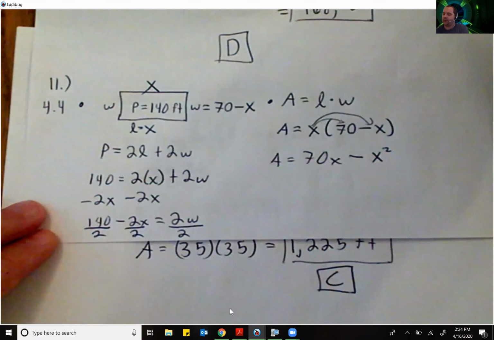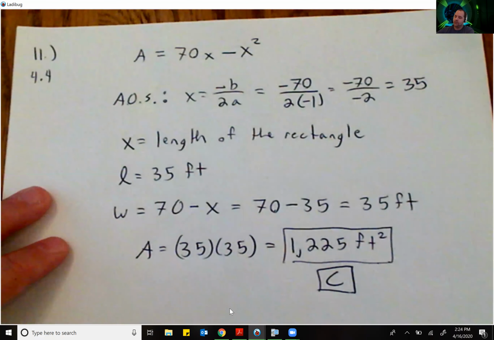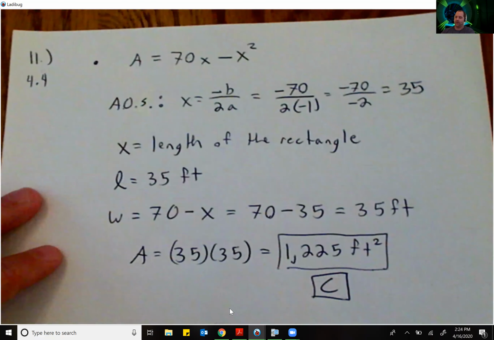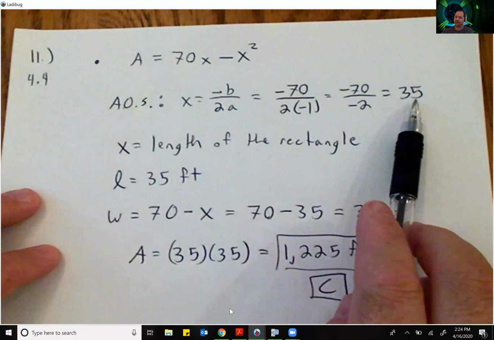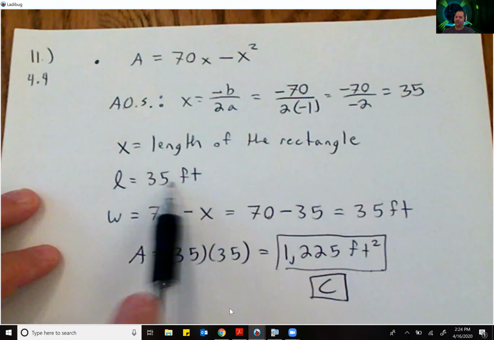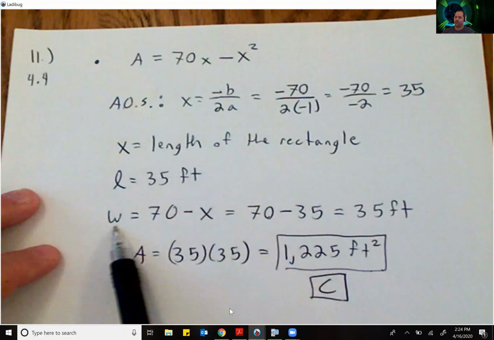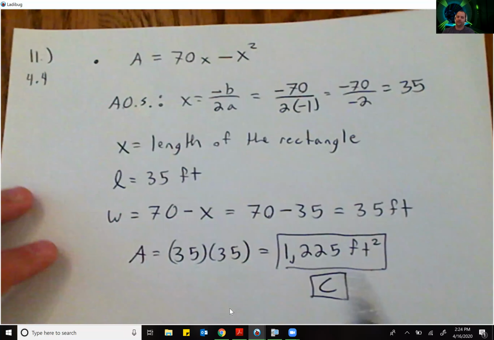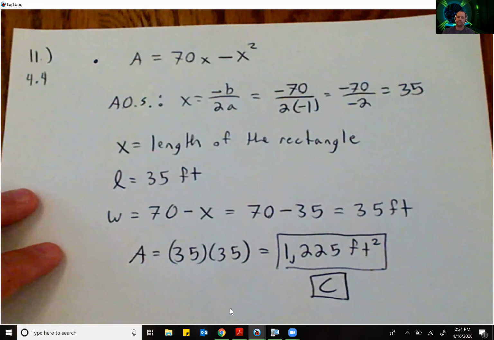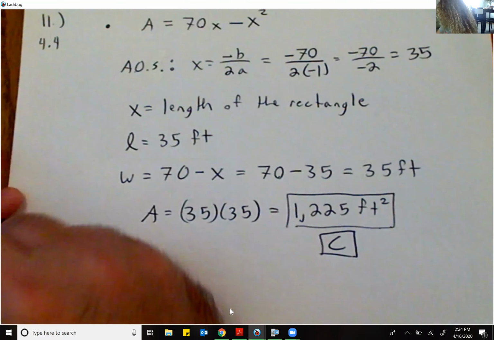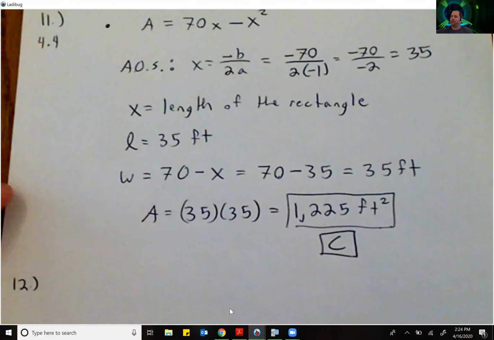And then the third part you will do is find the actual area. So you use that AOS to help you with finding the length. And then we had that width formula that we came up with, that width equation, and then length times width gives you the max area. Okay. That's good. Number 12. No worries.